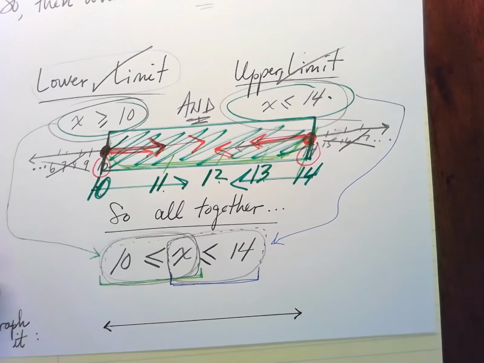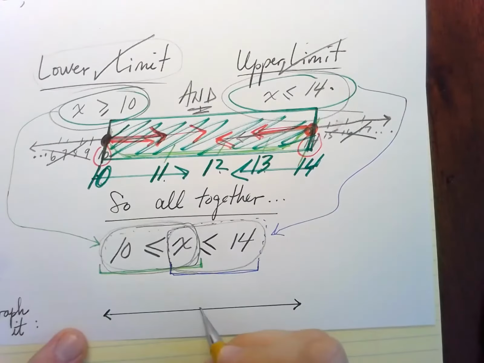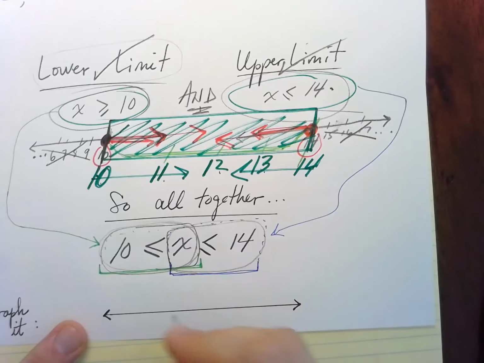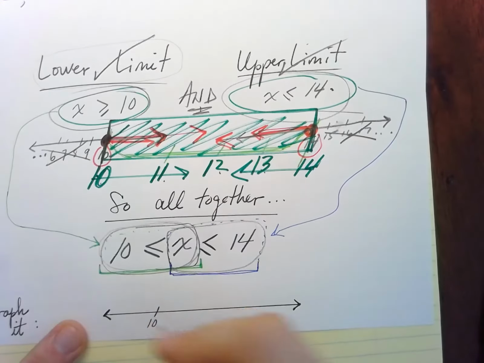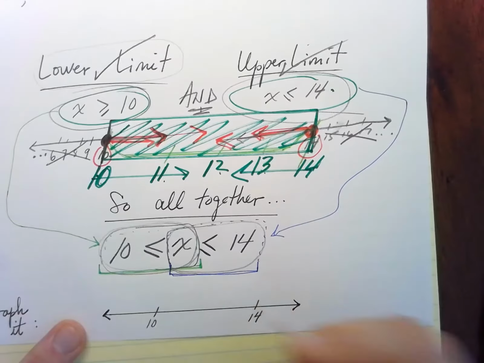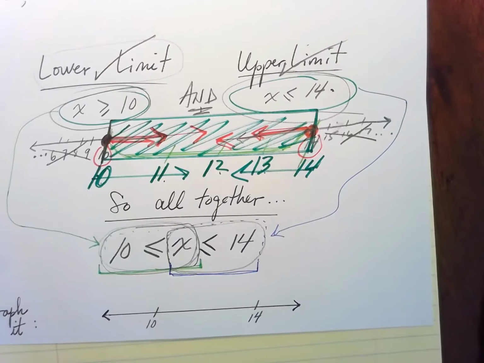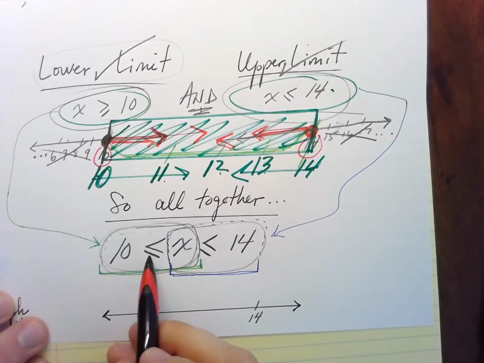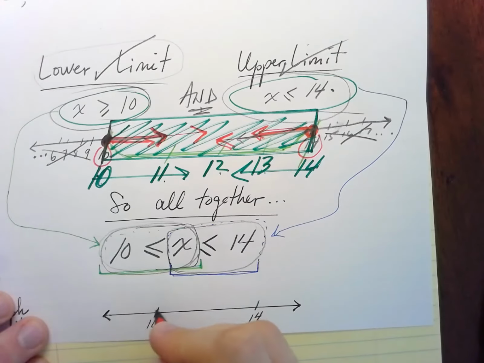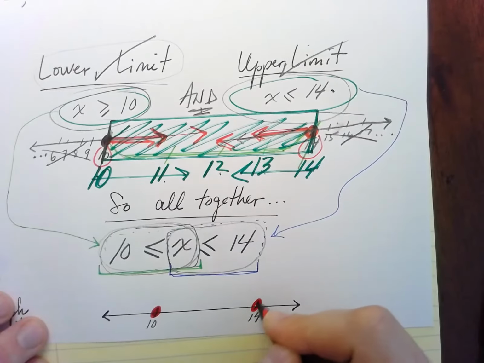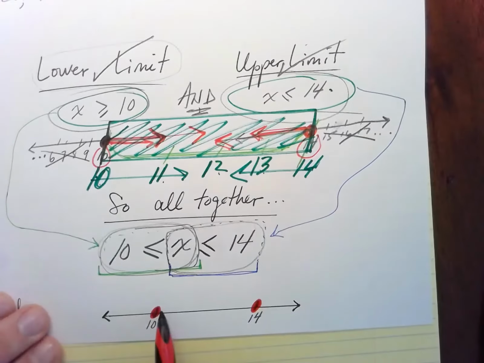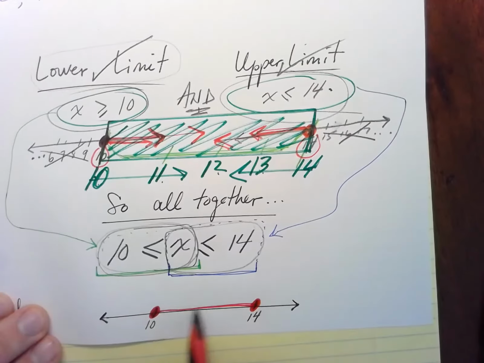Well, normally we would have a 0 in the middle, but we don't necessarily need that because what we need here is a 10 and a 14, right? And both of these are equal to, this is equal to, this is equal to. So we know that the dots on both are going to be filled in, right? And then we're interested in the space in between them.